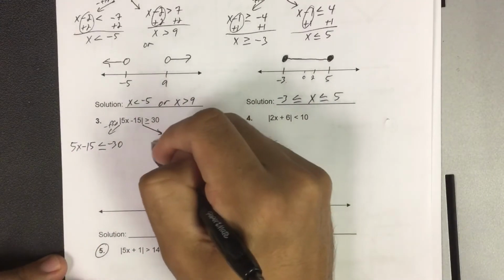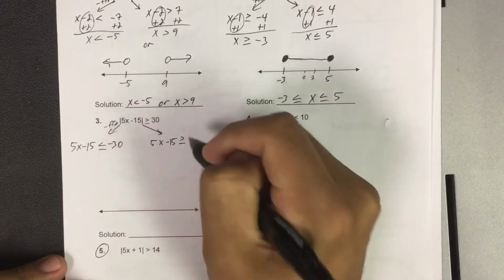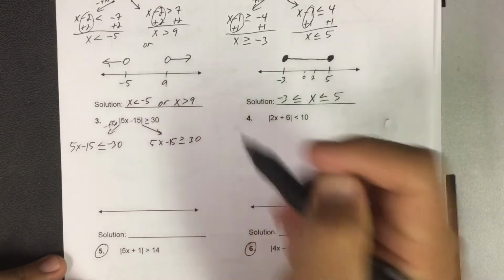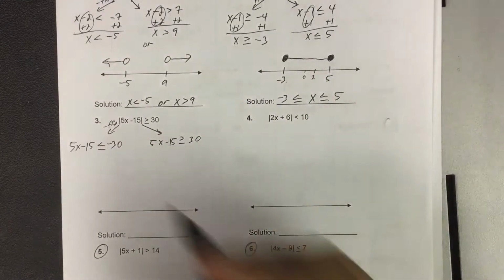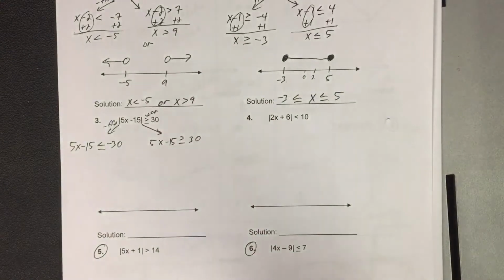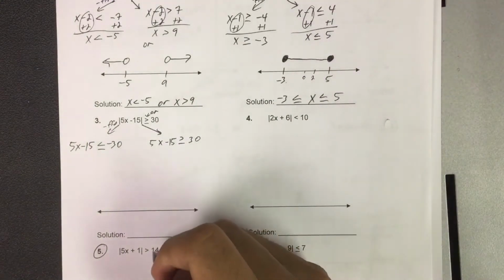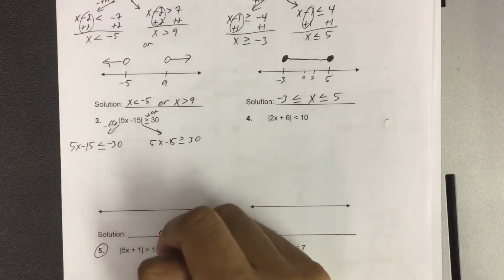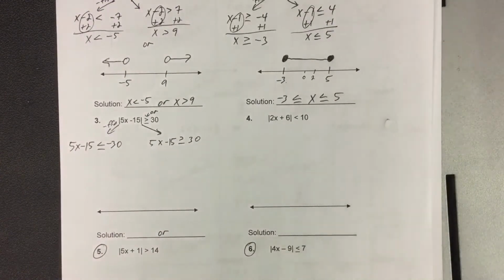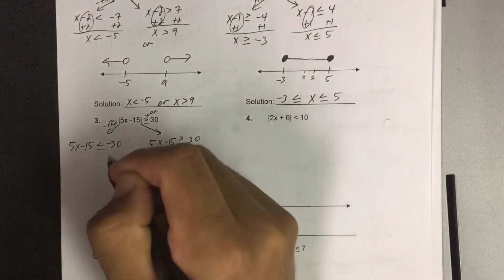Over here, just write it. 5x minus 15 greater than or equal to 30. Okay? And again, any greater than is an or. Why does it help me to identify that early? Because I know in my solution, down at the bottom, I will have an or. I'm going to have two different inequalities. Also means that my arrow should be pointing out.